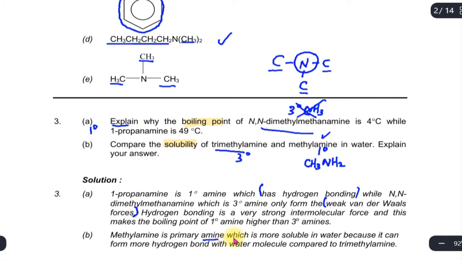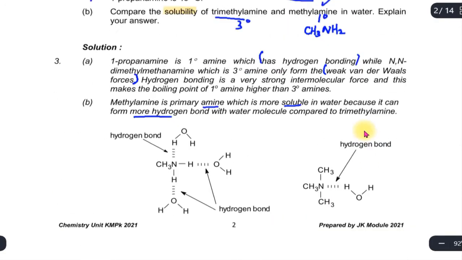So primary amine is more soluble in water. Why? Because it can form more hydrogen bonds with water compared to trimethylamine. Trimethylamine only forms a hydrogen bond with the nitrogen here. For this one, it can form hydrogen bonds like this, like this, and like this. So primary amine can form more hydrogen bonds.